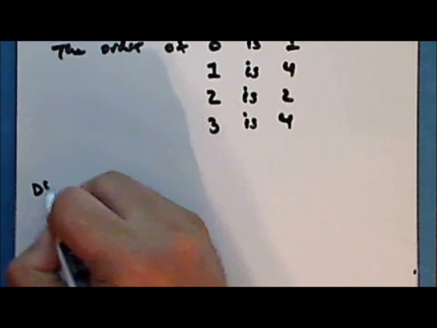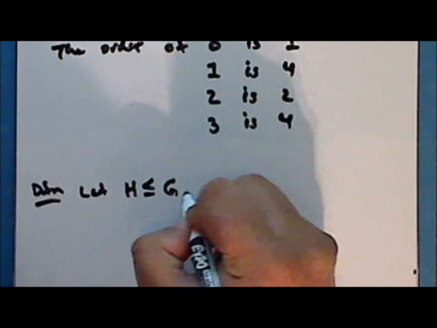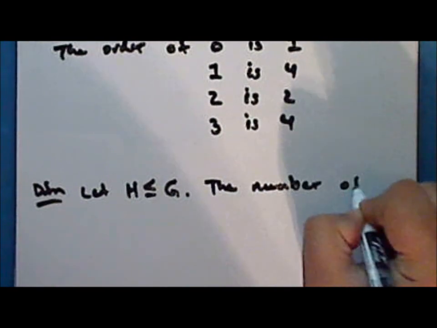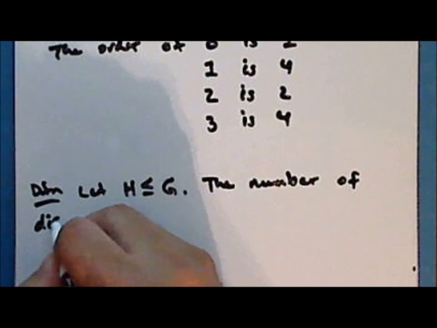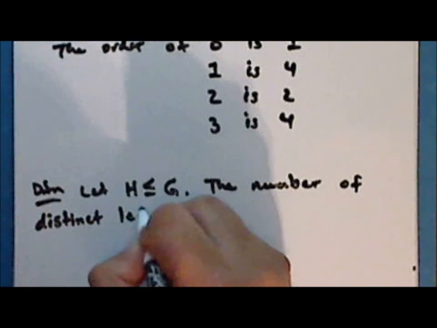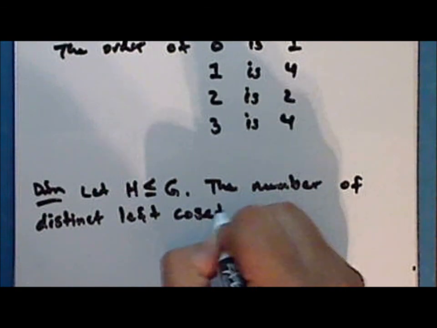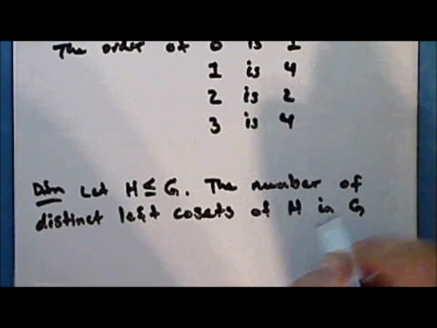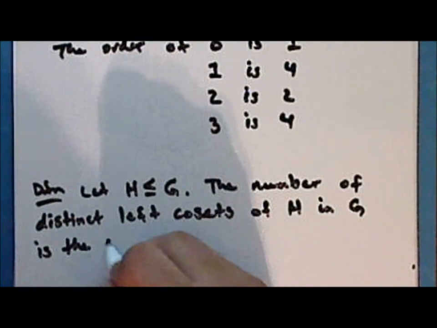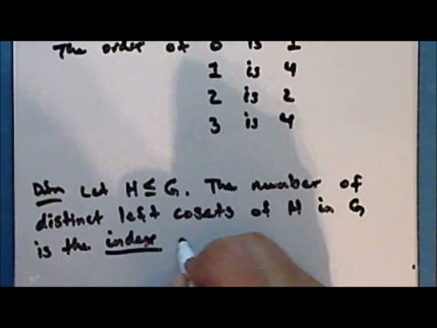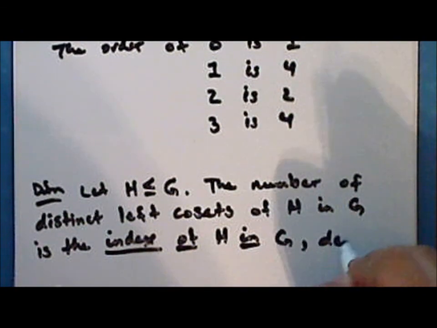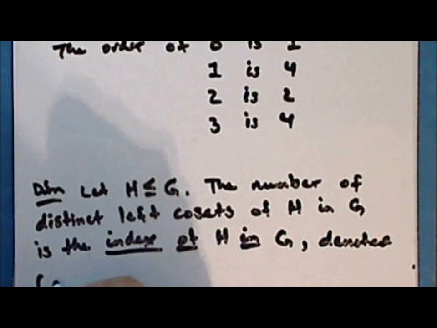So, new definition. Let H be a subgroup of a group G. The number of distinct left cosets of the subgroup H in the group G is the index of the subgroup H in the group G, and this is denoted this way.